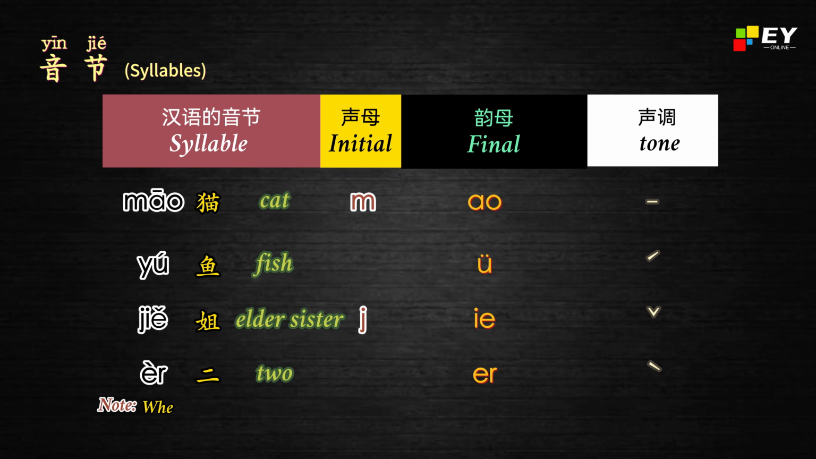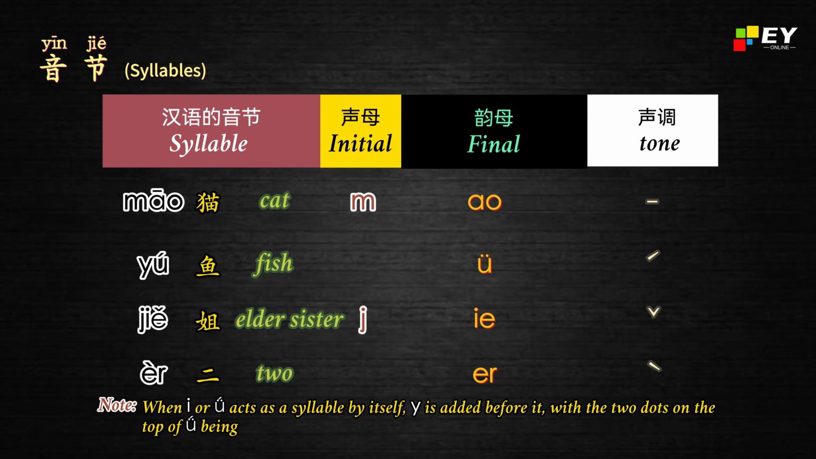Note. When 一 or 鱼 acts as a syllable by itself, y is added before it, with the 2 dots on the top of 鱼 being removed. When 乌 acts as a syllable by itself, w is added before it.